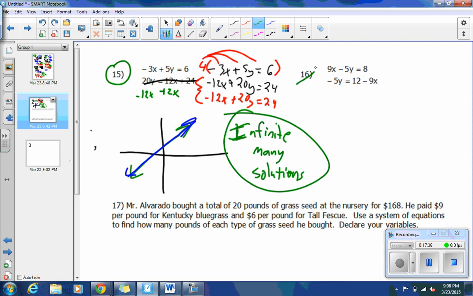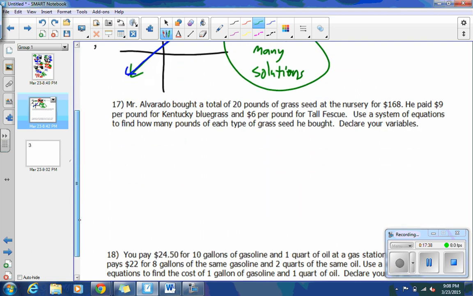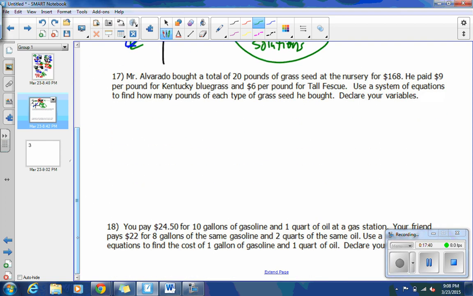We're going to skip number 16 for right now, and we're going to do one of these word problems. Let's do number 17. Let's set them both up, and then you can decide which ones you want to solve.